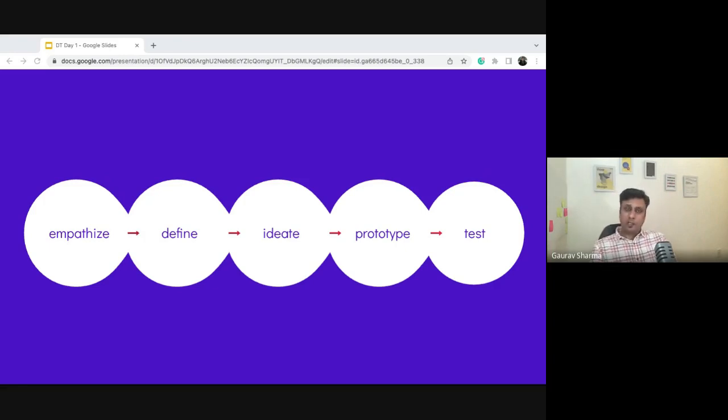But if you don't keep those stakeholders and you try and design it from your perspective and say that this is something that I designed, then it becomes a design that you're designing for yourself rather than the user. Okay. Or rather than solving the problem.